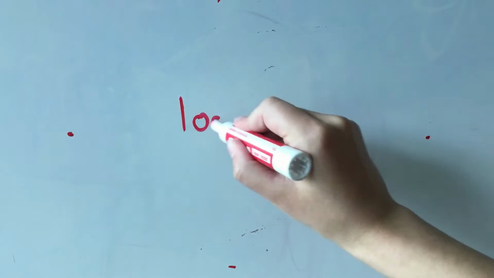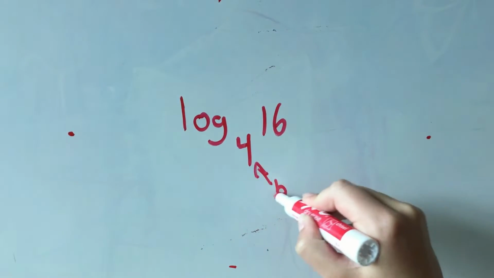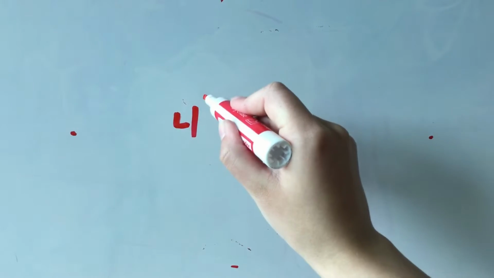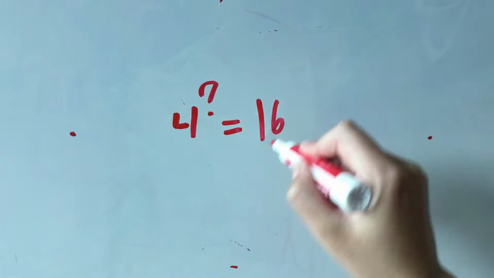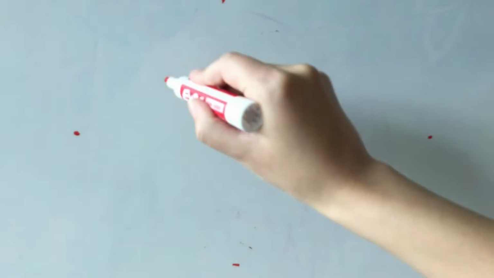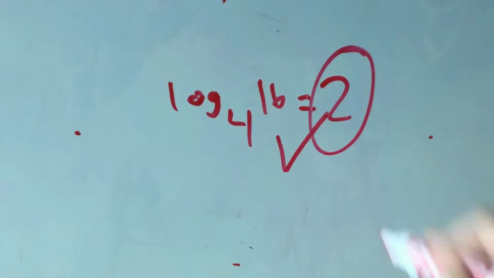A basic log looks like this. When reading a log out loud, you would say log base 4 of 16. I know it looks pretty cool and all, but the way you solve it is even cooler. Logs are like puzzles, and since logs are the inverse of exponents, you want to ask yourself the question, 4 to what power will give you 16? 2? Then log base 4 of 16 equals 2. You try. The answer is 5.